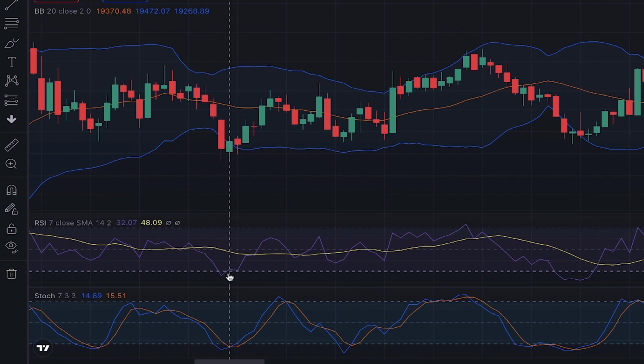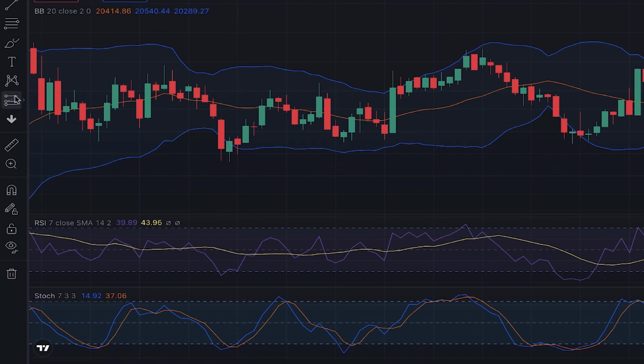Then we look at the RSI. The RSI must show oversold level, which means the RSI line should be below 30. And finally we check the stochastic oscillator. The stochastic also must be below 20, showing oversold level of the market. And finally, when the K% line, the blue line, successfully crosses above the D% line, the orange line, it gives us the signal to open a long position.